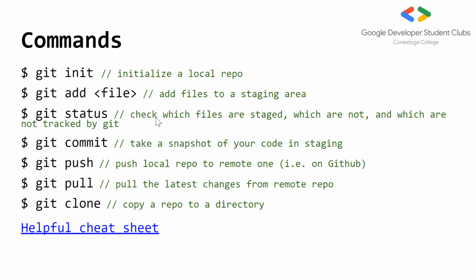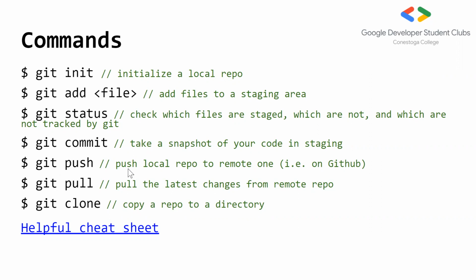Then git status, check which files are staged. Essentially this command is used to check what files are in the staging area and which are not in the staging area yet, and which files are not tracked at all, right? So this command just helps you identify these things. Git commit takes a snapshot of your code in staging. So whatever you put in your staging area, when you do git commit, it will take a snapshot of your project and make a commit with it, right? So take a snapshot essentially.